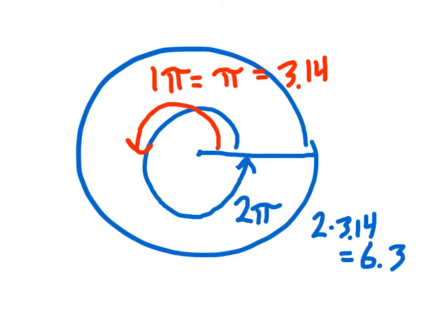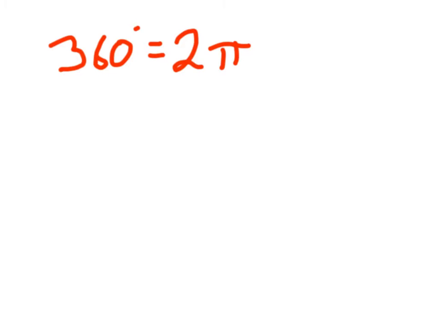Okay, so now knowing those two facts, I'm going to go to this slide. So we can say that 360 degrees is equal to 2 pi, or if you prefer, 180 degrees is equal to 1 pi. Well, this is really useful if you ever want to convert anything. So remembering that fact, here we go.